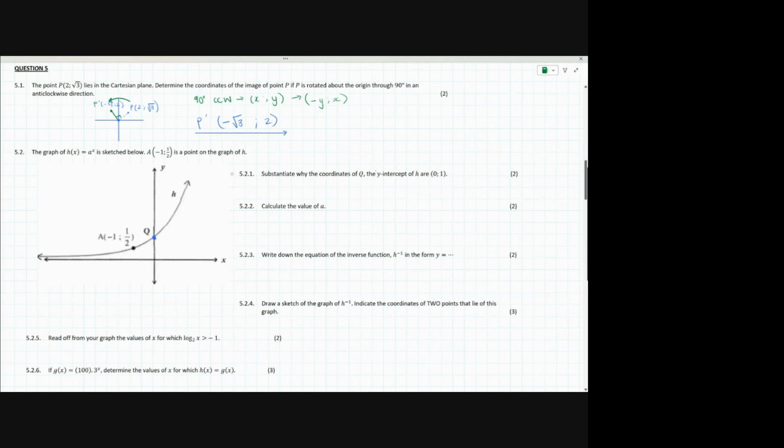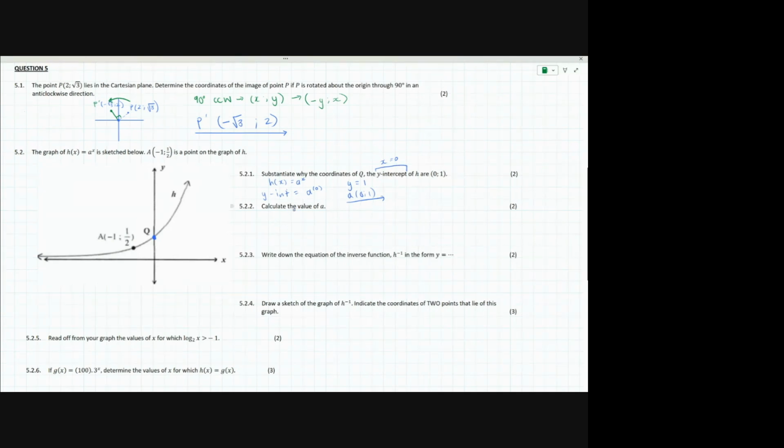Now remember, a y-intercept is where x is equal to 0. So if we take h of x, which is a to the power x, and we make x equal 0, any non-zero value to the power of 0 is 1. Okay, so the y-intercept here is 1, which means that Q has to be at (0, 1). So just through basic substitution and your basic knowledge of where a y-intercept sits, you're able to substantiate why that's the case.